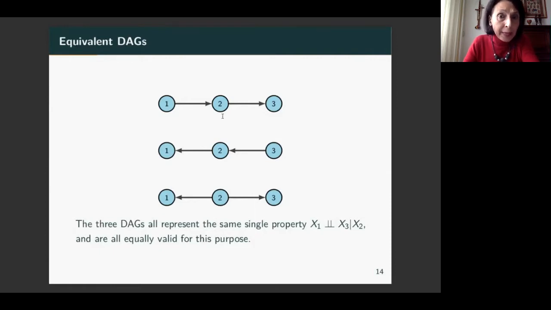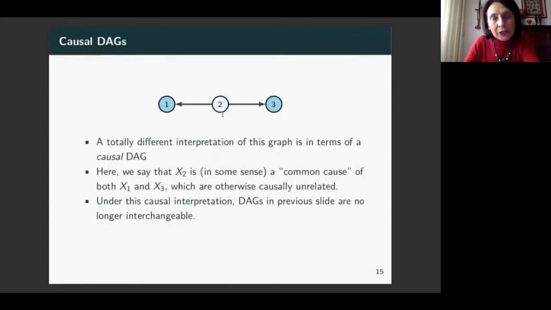Now, a totally different perspective is that of causal DAGs. Here, if you imagine that a node causes its descendants, DAGs are no longer exchangeable. So, for example, here, if you imagine that in some sense 2 is a common cause of 1 and 3, the 3 DAGs we saw before cannot be exchanged, so they are no longer equivalent. Of course, you need some external information to say that 2 is a cause of 1 and 3, and you can immediately foresee the difficulties in spotting these situations only with statistical analysis.